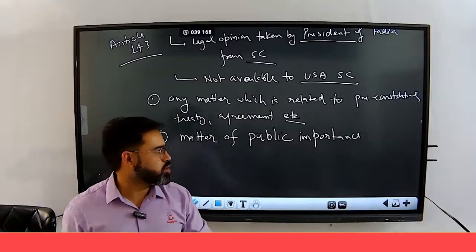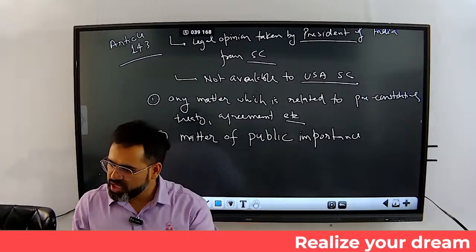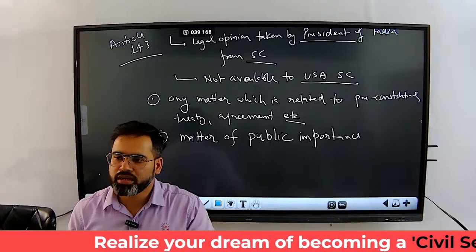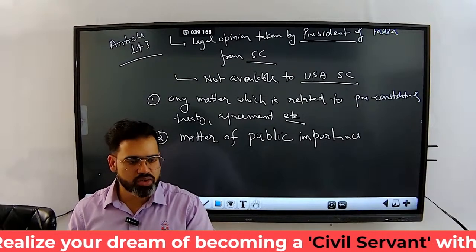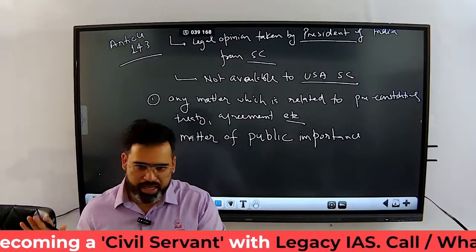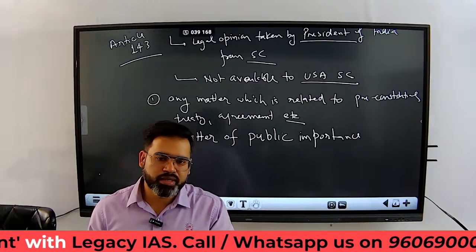And this thing is not available in USA. And this thing is not available at the level of state also. Like governor cannot take an advice from the High Court. So this is not available in the case of a state also. That means governor cannot take any advice from the High Court, and it is not available in USA also.